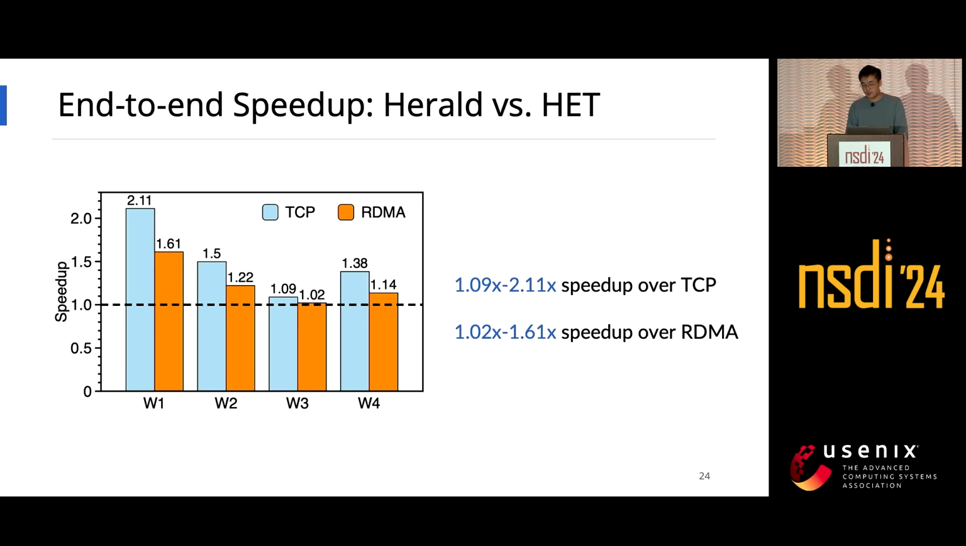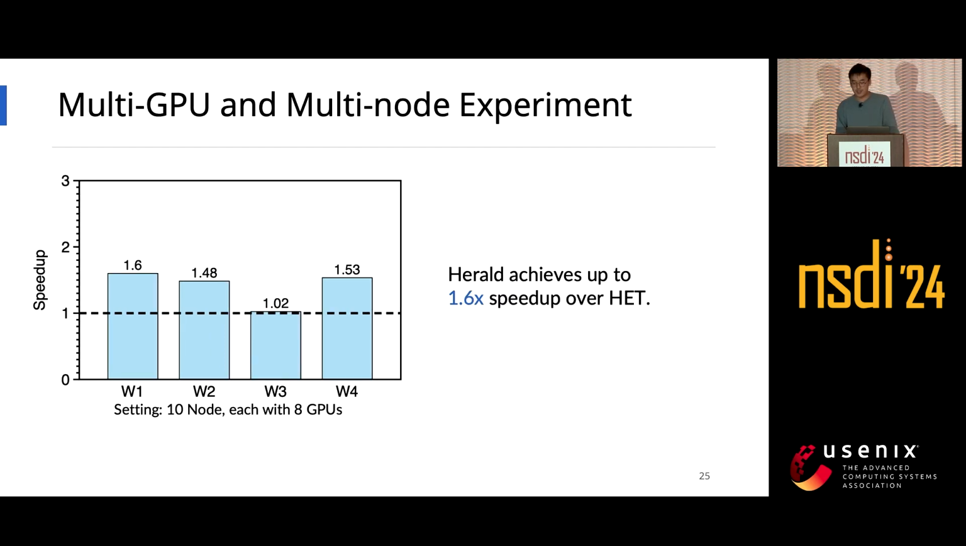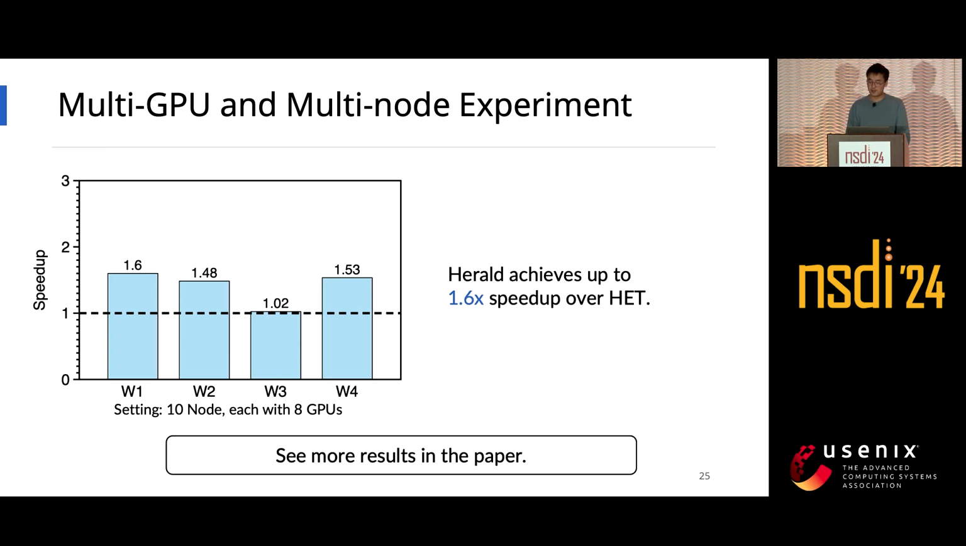In the end-to-end evaluation, when compared to HET, Herald can achieve up to 2 times speedup over TCP and 1.6 times speedup over RDMA. This speedup is attributed to the reduction in the number of embedding transmissions. We also evaluate Herald in a multi-GPU, multi-node testbed consisting of 10 servers as workers. Each of them contains 8 GPUs and 80 CPU cores. Compared to HET, Herald can achieve 1.02 to 1.6 times speedup among 4 workloads. For more experimental results, please refer to our paper.